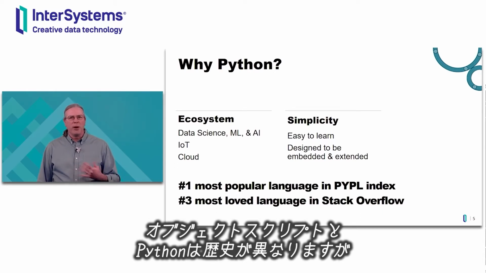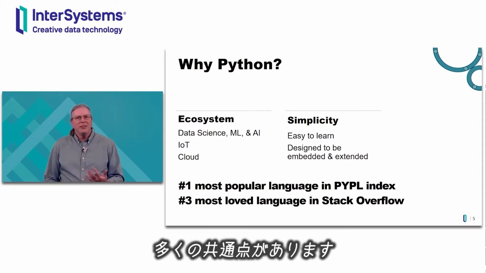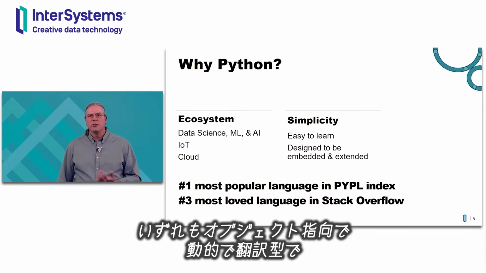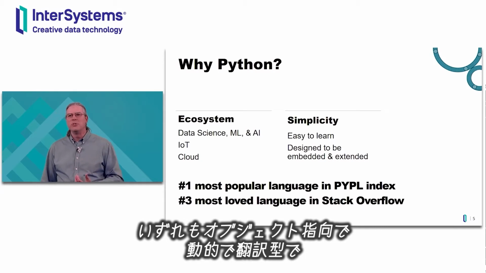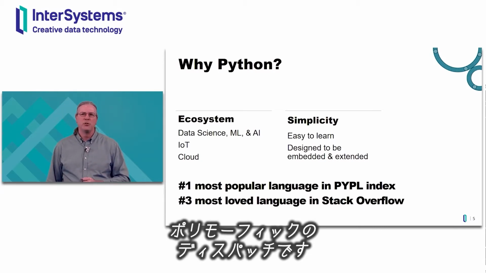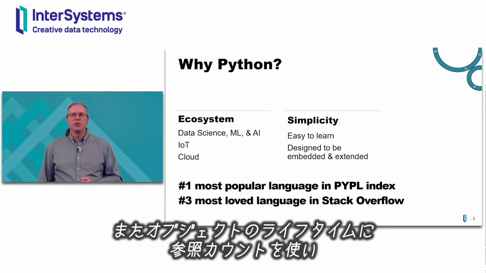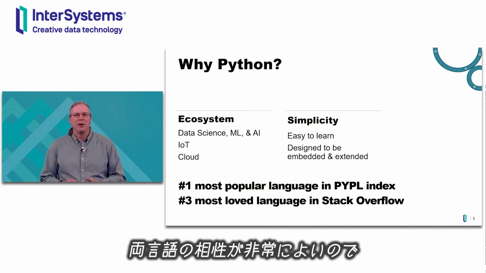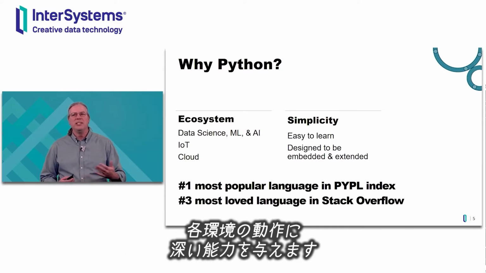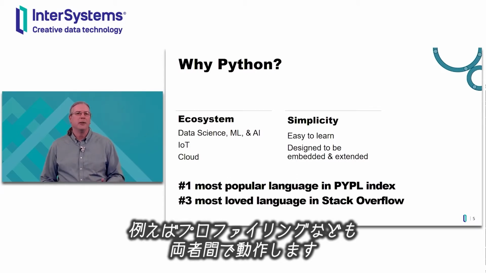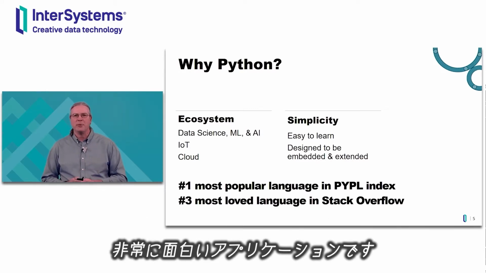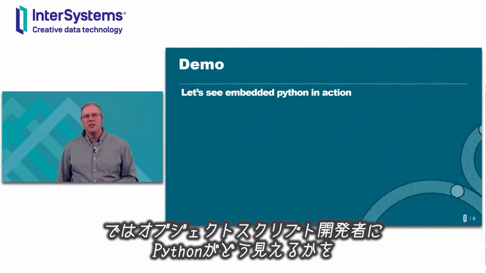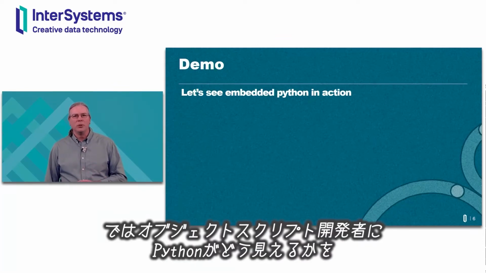While ObjectScript and Python have very different histories, they really have a lot in common. They're both object-oriented, dynamic, interpreted languages with full polymorphic dispatch. Both use reference counting for object lifetimes, and they're both written in C. This deep simpatico of the languages allows for even deep capabilities of each environment to just work. Things like profiling, that sort of thing, they work between the two. Really very interesting applications.